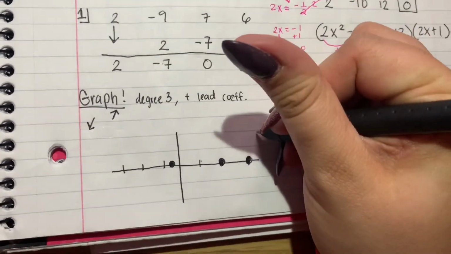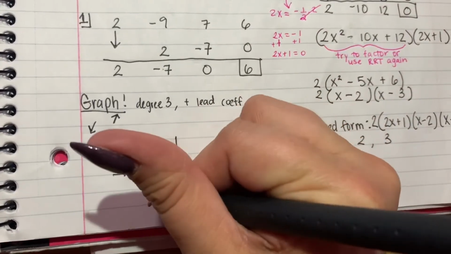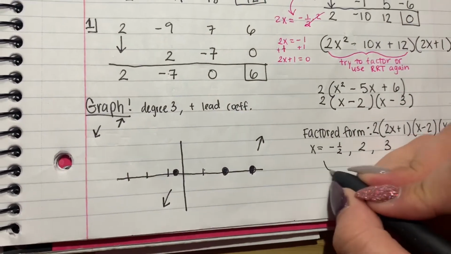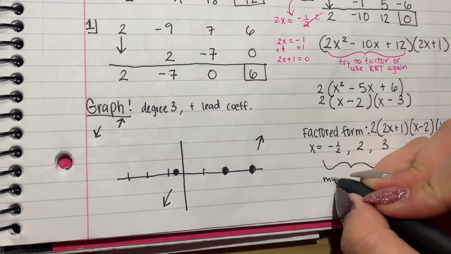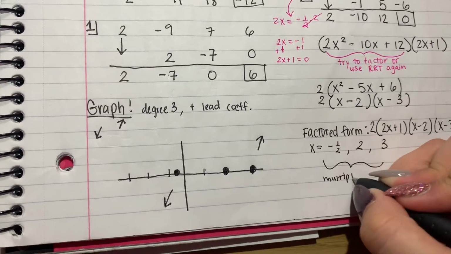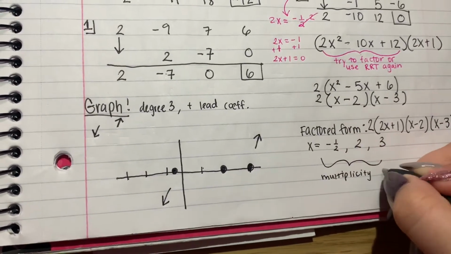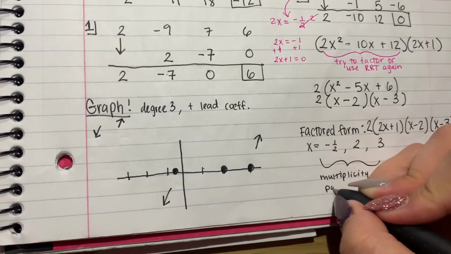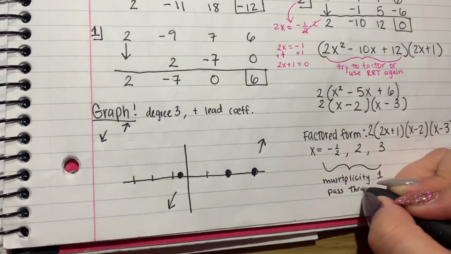I also know my end behavior goes up on the right and down on the left. I know that all 3 of these x-intercepts have multiplicity 1 because their factor only appears once. So I know that all of those x-intercepts are going to pass through the graph.